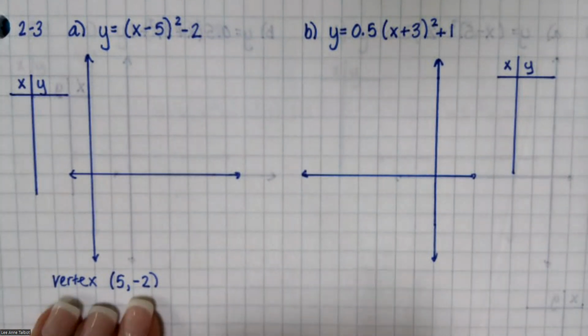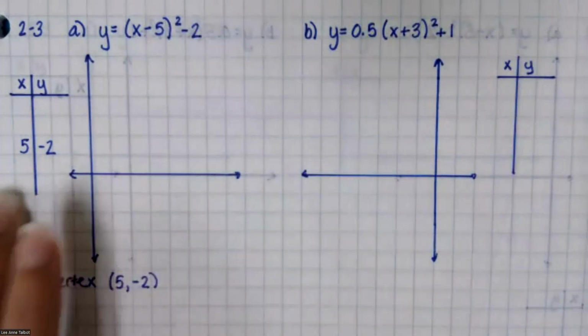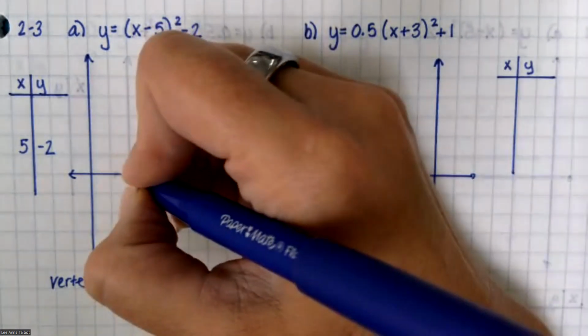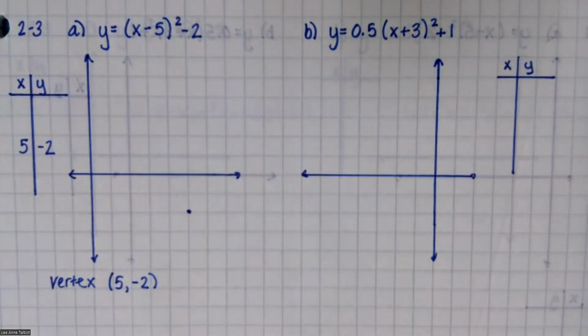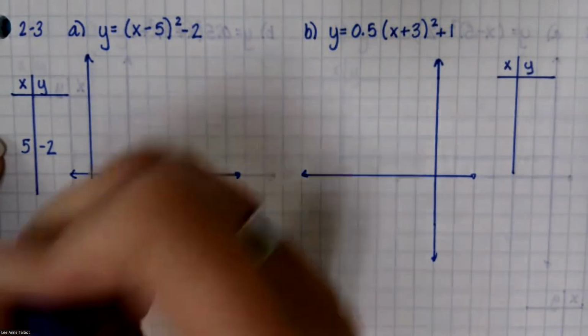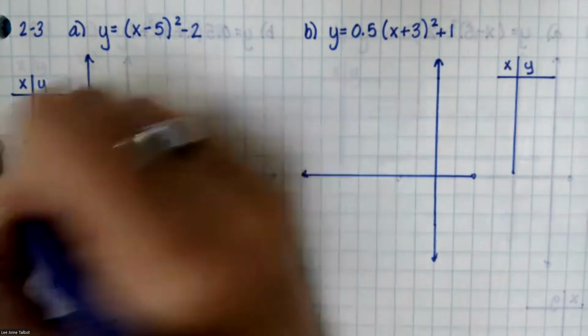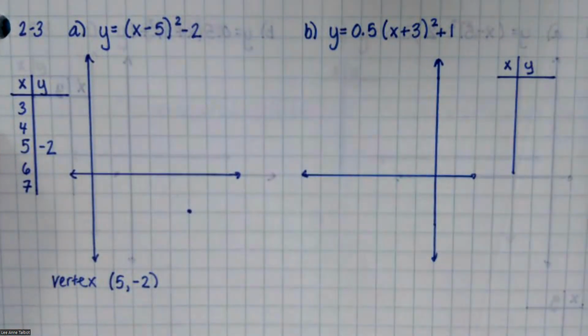Okay, right after I write this, I'm going to put the vertex in the middle of my table, because that's going to be the middle point on my graph. Right 5, down 2. Then I'm going to go to my table and say, okay, then this has to be 6 and 7, and this has to be 4 and 3.